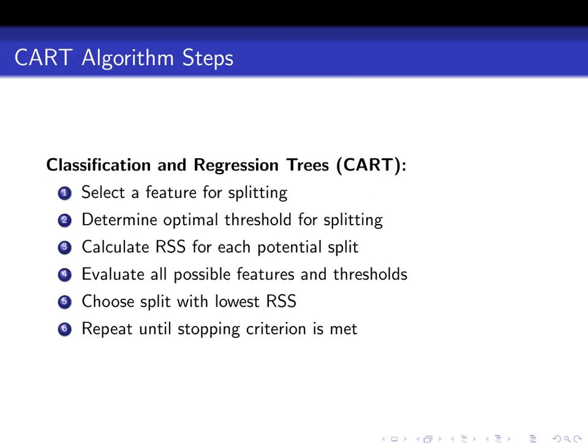The CART algorithm, which stands for classification and regression trees, follows a systematic approach. It begins by selecting a feature for splitting the data. Then it determines the optimal threshold for that split. The algorithm calculates the residual sum of squares, RSS, for each potential split. It evaluates all possible features and thresholds before choosing the split with the lowest RSS. This process repeats until meeting a stopping criterion. This methodical approach ensures we build the most effective tree possible.